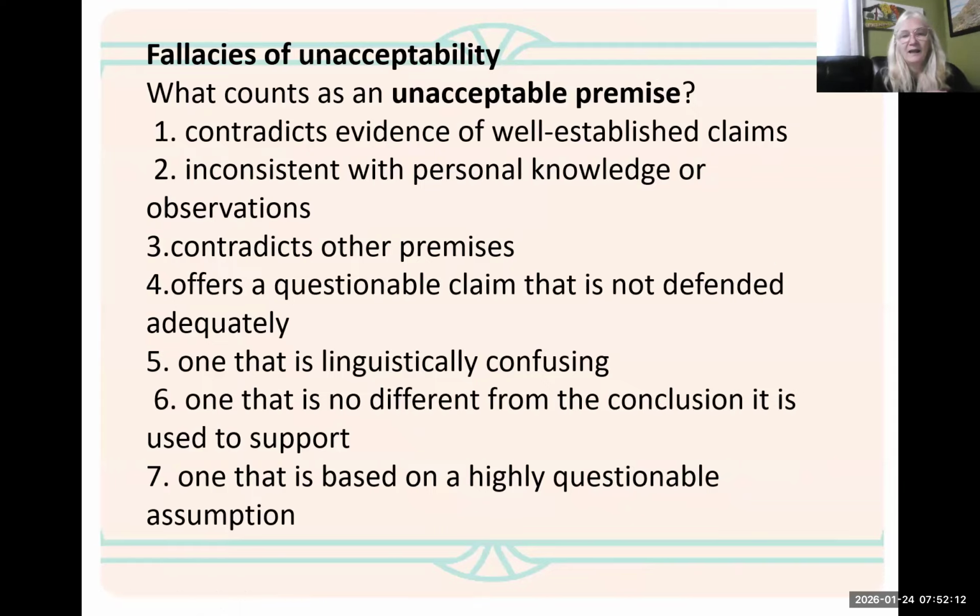So first, an unacceptable premise is something that contradicts evidence of well-established claims, or is inconsistent with personal knowledge or observations, or contradicts other premises, or offers a questionable claim that is not defended adequately, or it could be one that is linguistically confusing, or one that is no different from the conclusion that it's used to support, or finally, one that is based on a highly questionable assumption. So those are all types of unacceptable premises.